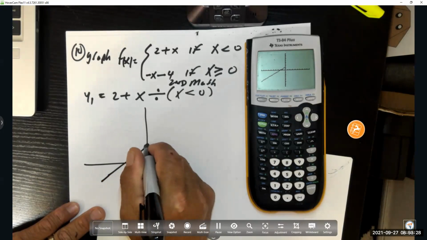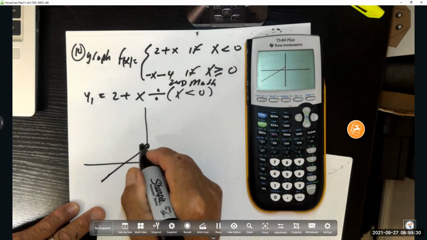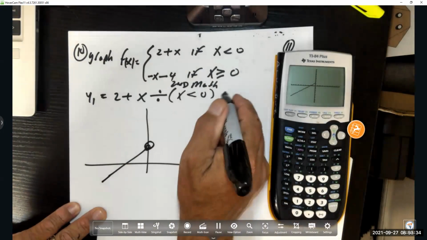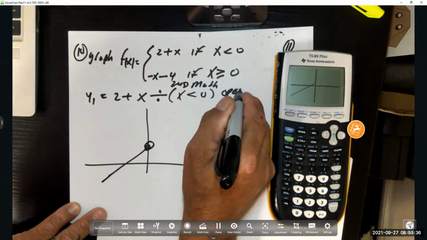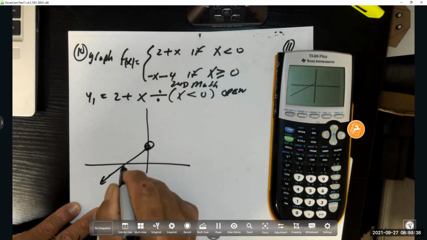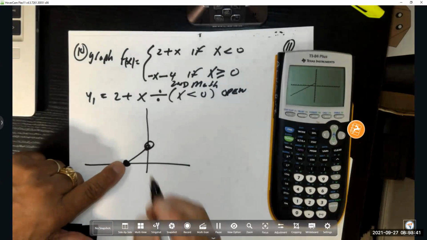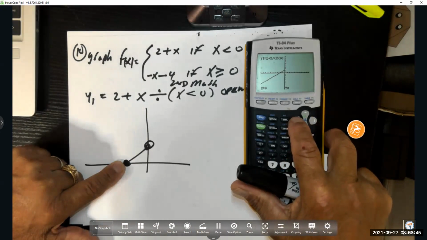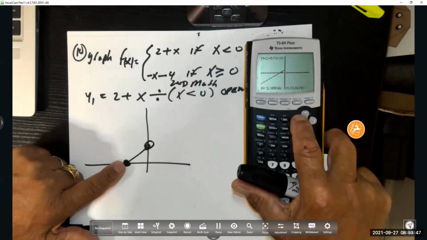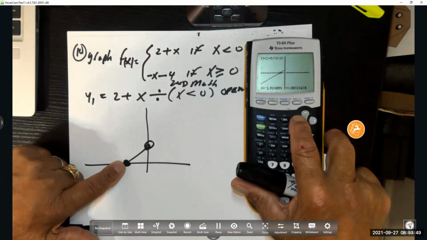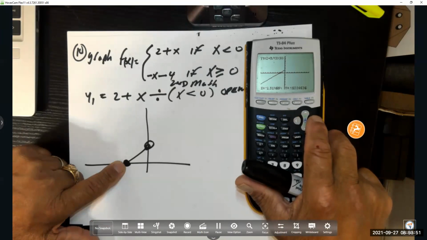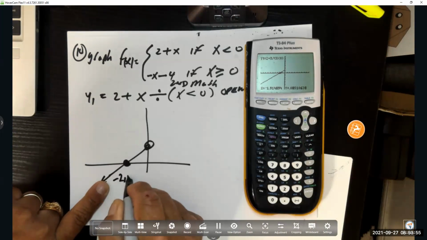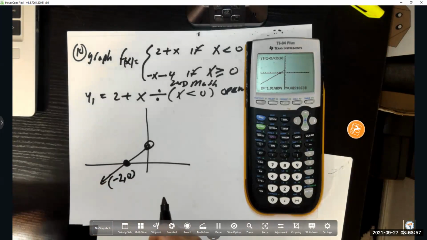Okay. Now, less than 0. This is open. Like this is an open circle. Open circle. And it goes this way. Okay, and I can find it. I can trace and find this dot right here. Do a trace on it. Trace. And if I go left, like that, it'll give me, what is it gonna be? Negative 2. Yeah, like negative 2, 0. This right here is negative 2 and 0. Because I want to know what that dot is. Now, second graph.